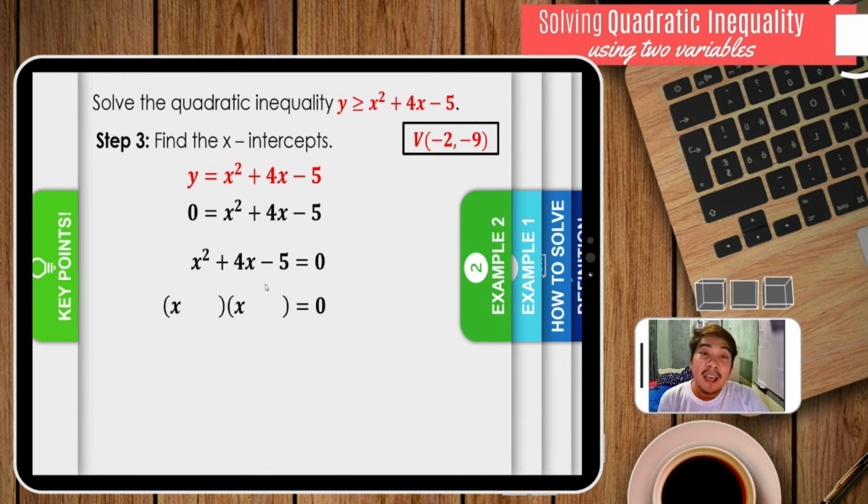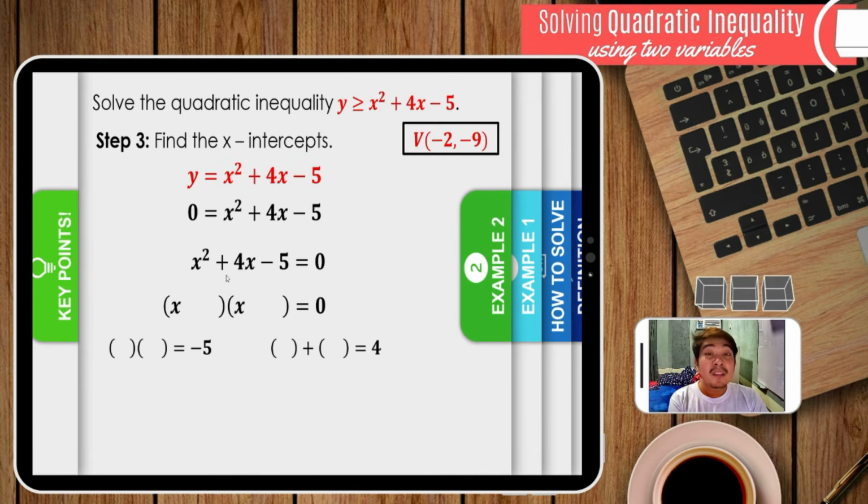That will be x times x. Next, isip tayo ng dalawang number na kapag minultiply mo, negative 5 ang sagot. At the same time, kapag ka-inad yung dalawang numbers, positive 4 naman yung magiging sagot. So therefore, the numbers will be positive 5 and negative 1.